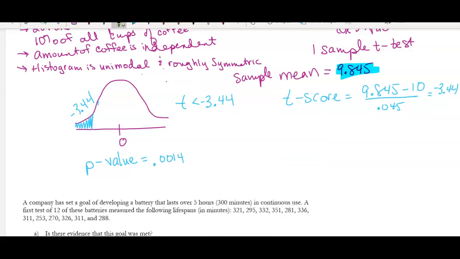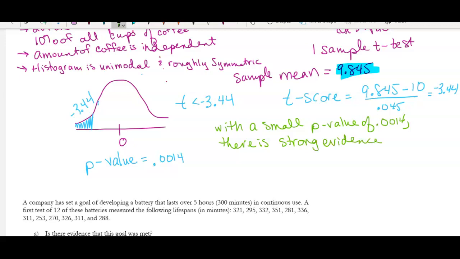So here's our conclusion. With a small p-value of 0.0014, there is strong evidence that the coffee maker is shortchanging people.